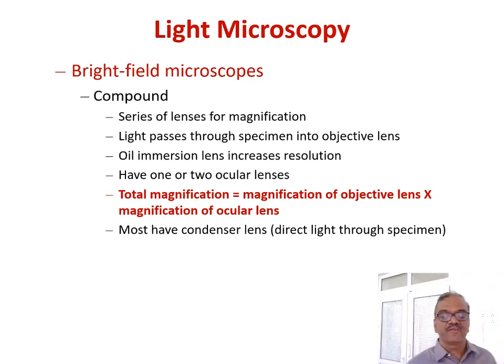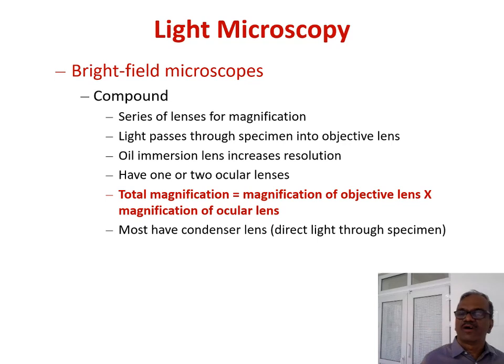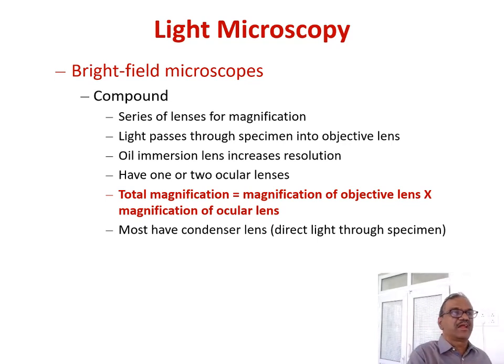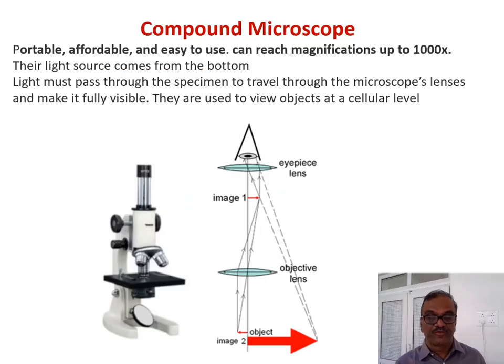Most have the condenser lens. Why need a condenser lens? To avoid the dust, and also focus the light to move through a particular orifice. Okay, so for that, direct light through the specimen. Okay, this is the way how the image is produced.